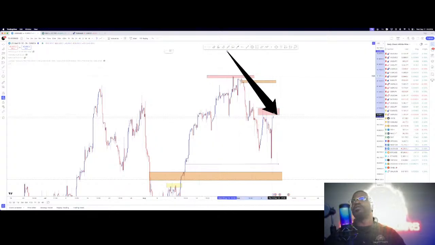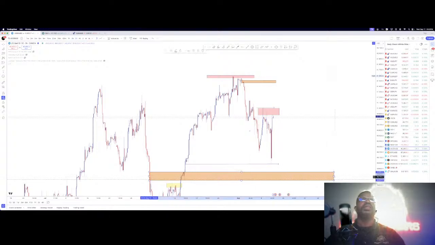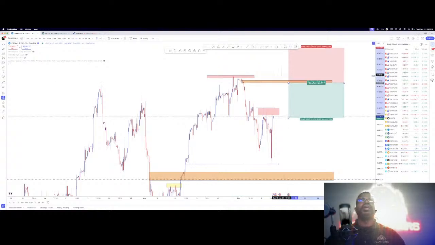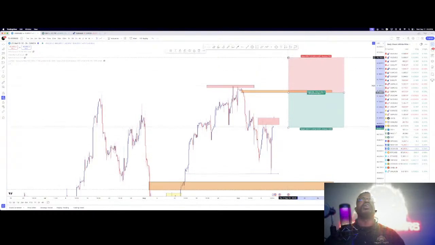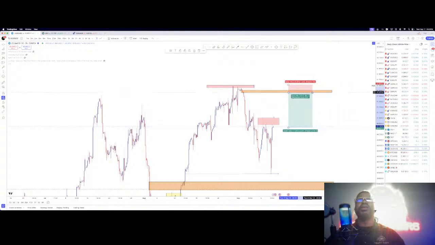Really need to see what happens right here. If it breaks above these highs, we should see a retest of this area at least. And if we get back here without breaking above these highs, we're definitely going to see a lower low being created.